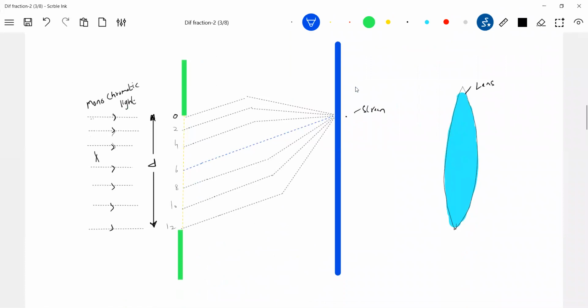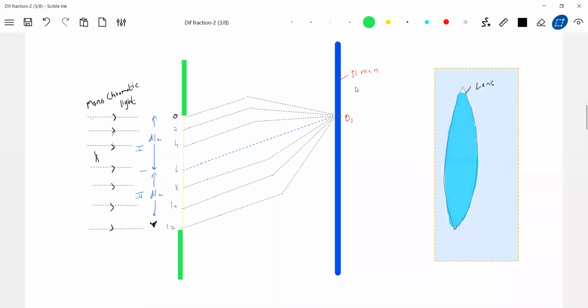Now the same slit, I'm going to break up into two parts, each of width d by 2. I'll call them part 1 and part 2. Now why the minima? I'll give the reason like this. This is a lens.